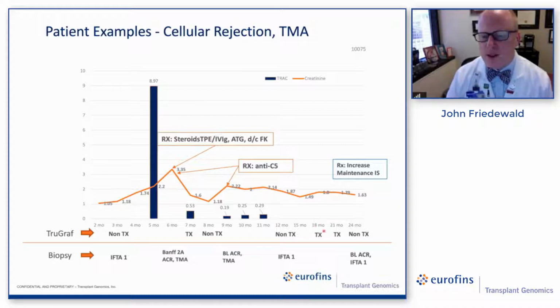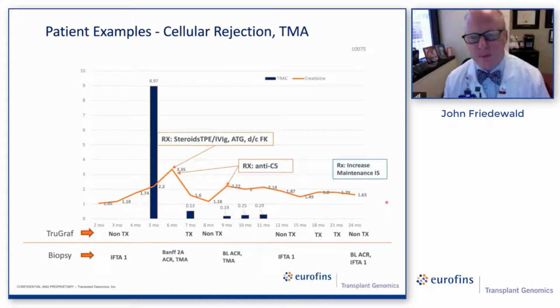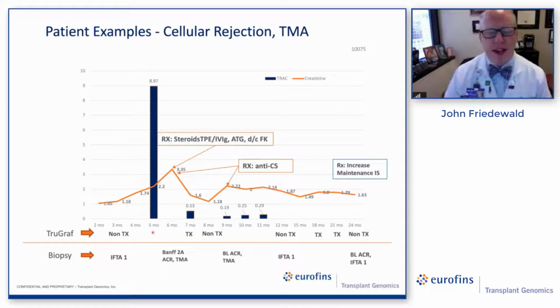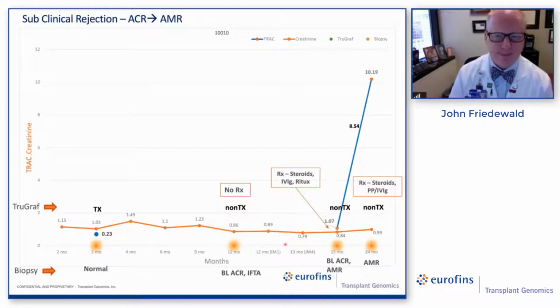They then went on to have 2 more TX results later on, again with the stabilized serum creatinine. But at the 2-year mark, they had a non-TX TruGraf result, again a biopsy showing borderline acute cellular rejection, treated with an increase in maintenance immunosuppression. So you can see how the TruGraf testing can mirror what's going on in the biopsies and eventually replace the need for biopsies in stable patients.